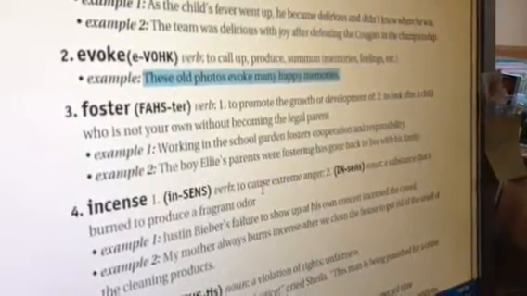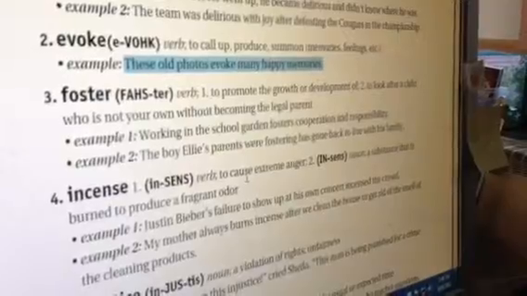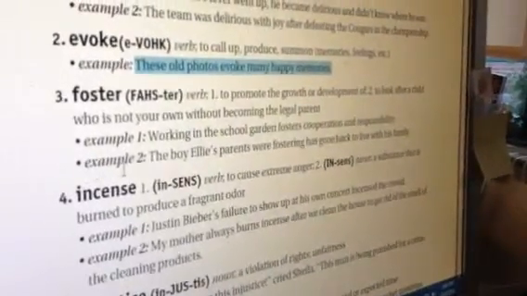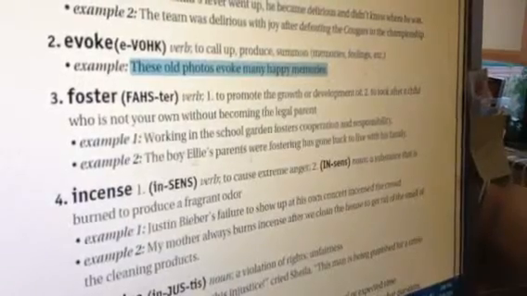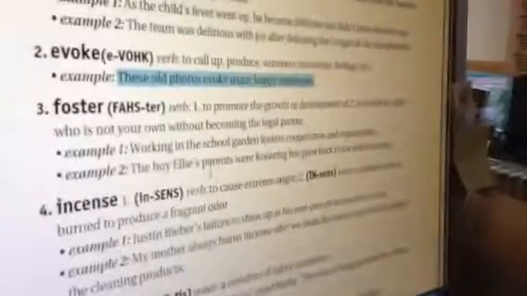Example 2 says, the boy Ellie's parents were fostering has gone back to live with his family. Let me reread that. I stumbled upon that. Example 2, the boy Ellie's parents were fostering had gone back to live with his family. So the boy that they were fostering went back to live with their family.